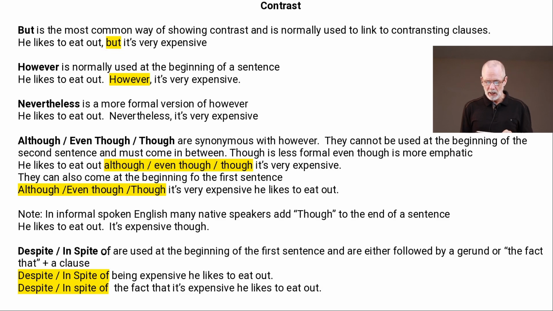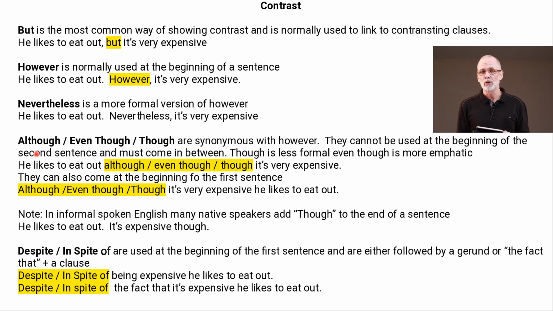Another word that we can use is "however", but "however" is normally used at the beginning of a sentence. So he likes to eat out, however, it's very expensive. He likes to eat out, full stop, however, comma, it's very expensive. We also have the word "nevertheless", which is a more formal version of "however". He likes to eat out. Nevertheless, it's very expensive. Again, the structure is the same. He likes to eat out, full stop. Nevertheless, comma, it's very expensive.